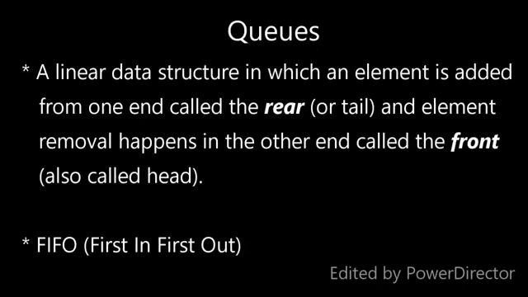What are queues? A queue is a linear data structure in which an element is added from one end called the rear, also called the tail, and the element removal happens at the other end called the front, also called the head, which means once a new element is inserted into the queue, all the elements inserted before the new element must be removed.